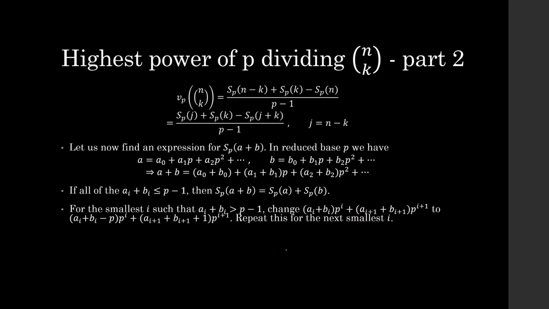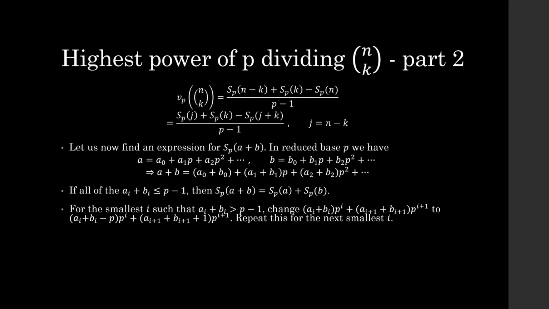Now why do we do this? Well, if I subtract p from this guy, it can't be much bigger than p minus 1. Since the maximum that each of them can be is p minus 1, when we add them the maximum is 2p minus 2. So if I subtract a p from it, the maximum that it can be is p minus 2.